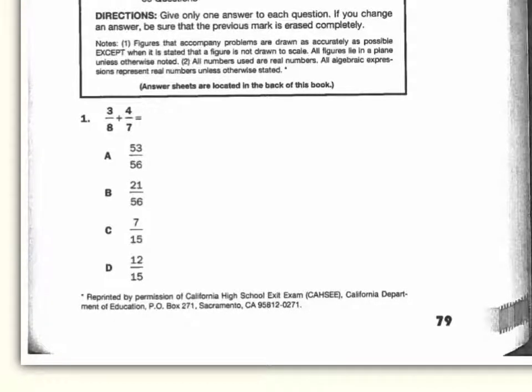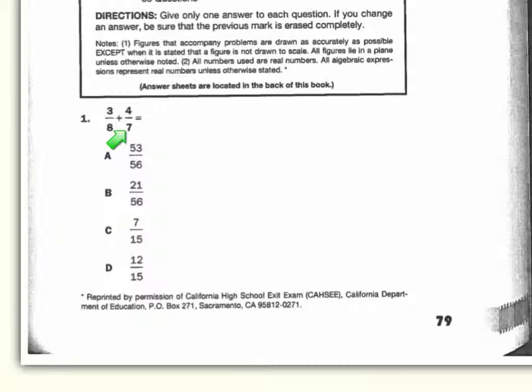So the very first problem asks us to add two fractions. And the one thing you always have to look for is, do they both have a common denominator? The denominator is the number on the bottom. So the denominator here is an 8, the denominator here is a 7. Are they in common? No. So you have to find a common denominator.